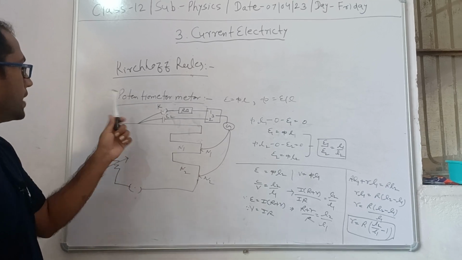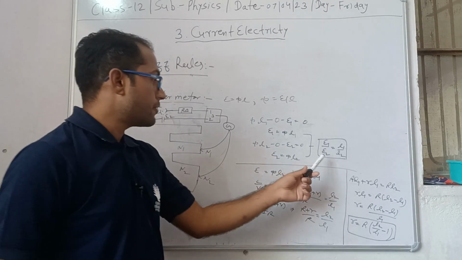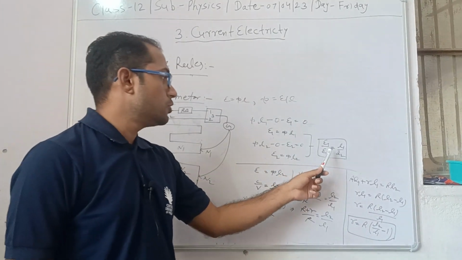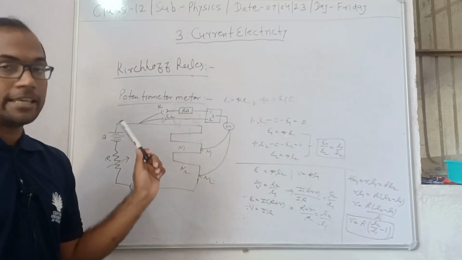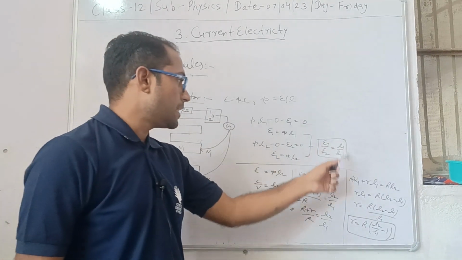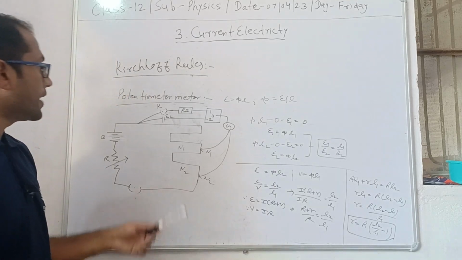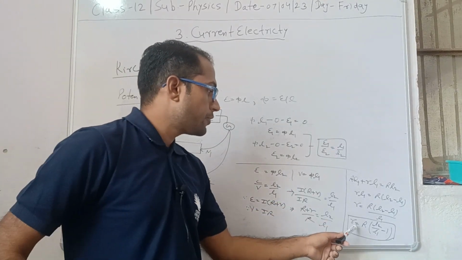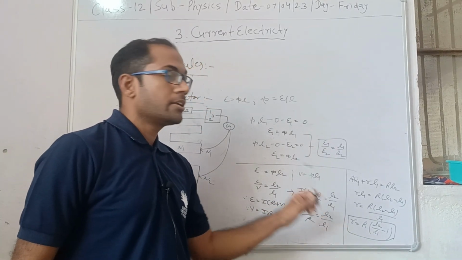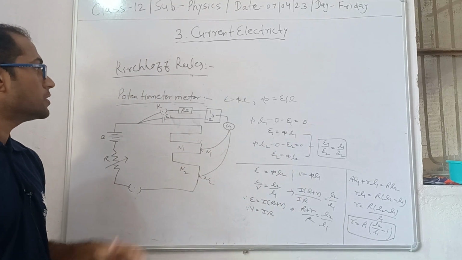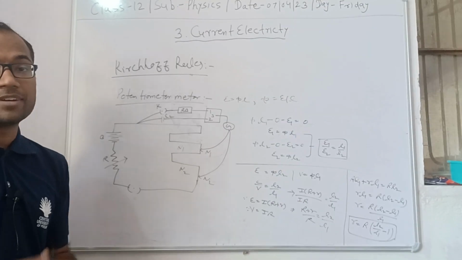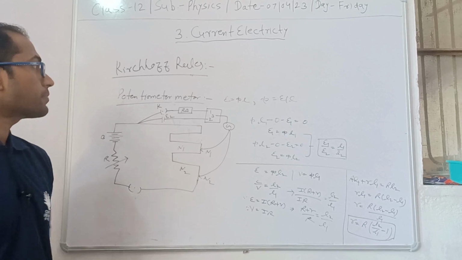So we find the EMF of both cells using the lengths L1 and L2, and we also find the internal resistance of a cell using this potentiometer. So this potentiometer is called a versatile instrument.